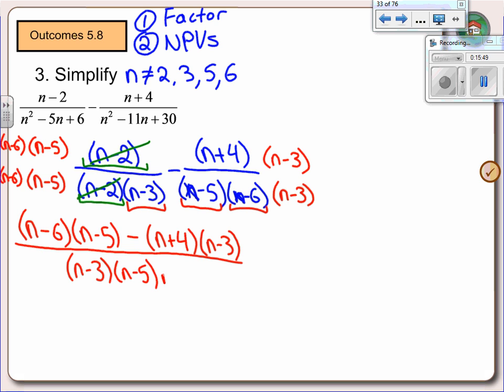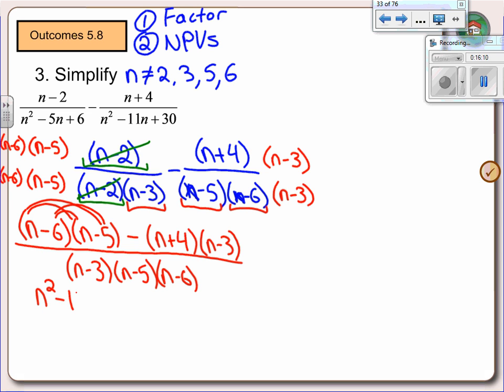Along the top, we're going to simplify, right? So we're going to multiply these things together, expand them out so that we can collect any like terms. You're going to do FOIL, right? So first, outside, inside, last. And you're going to get n squared minus 11n plus 30.